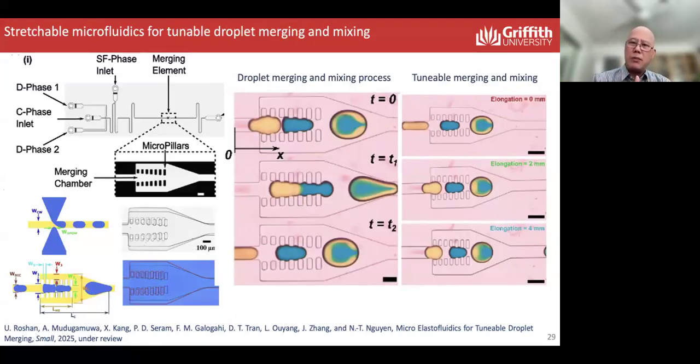That means we can slow down droplets, make one droplet wait for the next one. You can see in the middle, the blue droplet has to be trapped, wait for the yellow droplet to arrive, and then merge them together and move them on. And all this can be tuned just by stretching the merging chambers. So that's the latest work we have done in this series of droplet-based microfluidics, tunable by stretching.